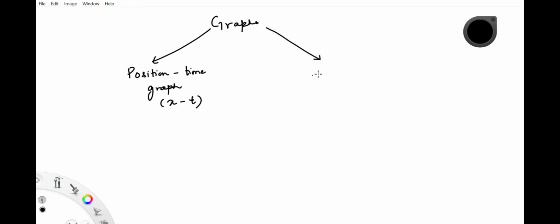Some books also use the letter s, but both x and s are fine for position, be it either distance or displacement. And the second type of graph over here that we'll be learning is the velocity time graph, or the VT graph. Now, as the name suggests, one graph basically gives you the variation of position with respect to time, and the other graph basically gives you the variation of velocity with respect to time, right? That is the primary difference between the two graphs.